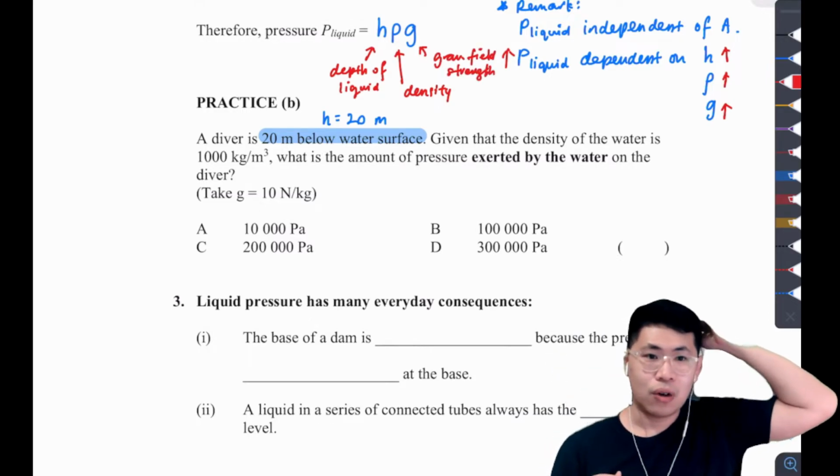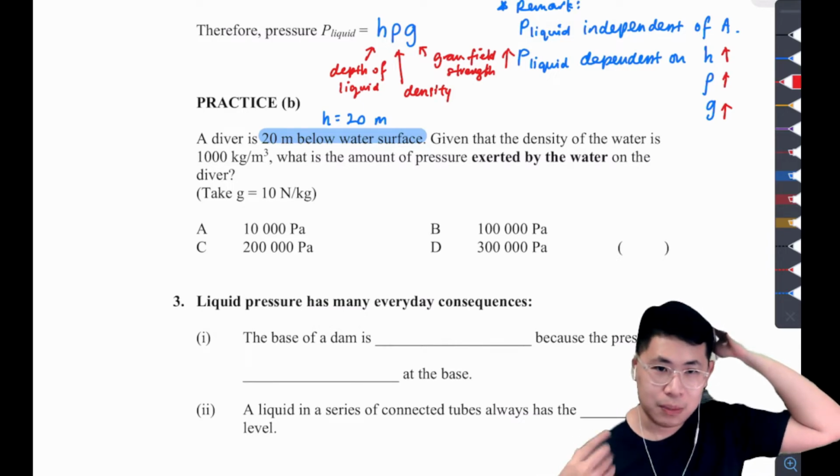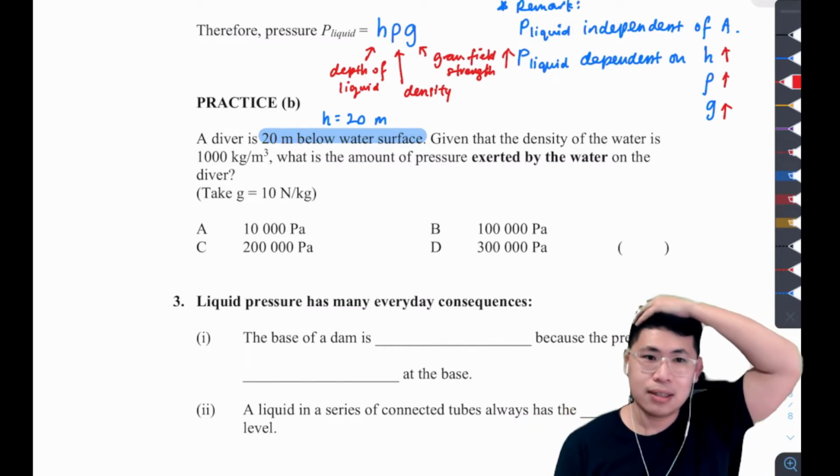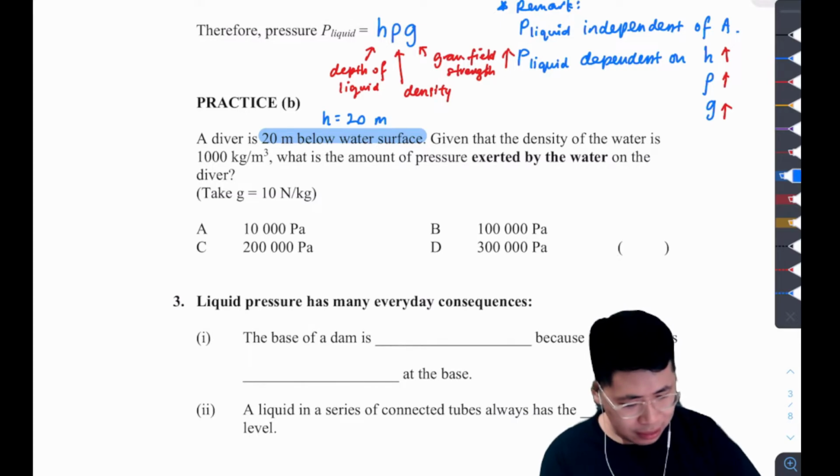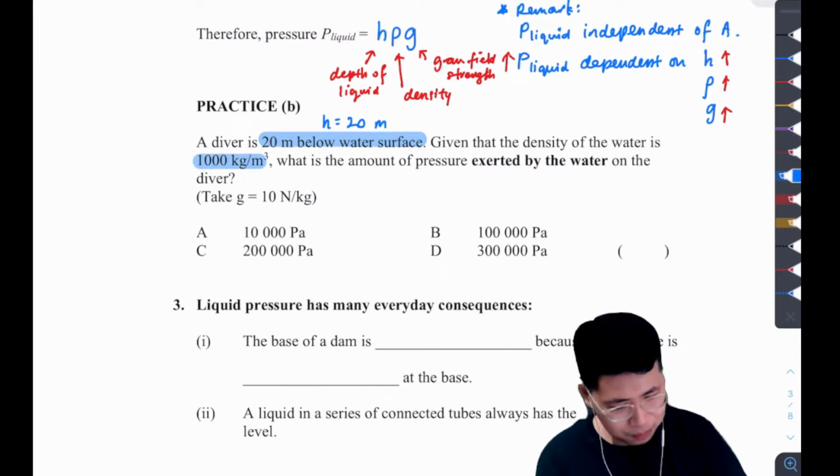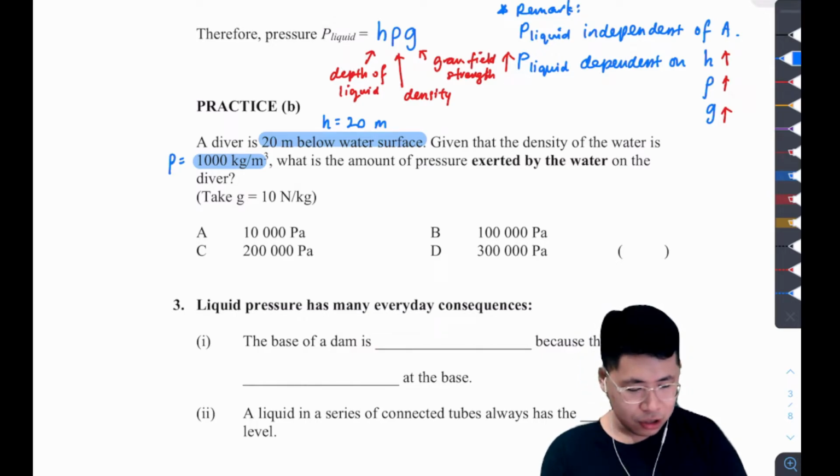Okay, so let's take a look at practice B. The depth of the water is 20 meters. We have another piece of information, the density, right? Density is here. So what is the amount of pressure exerted by the water?